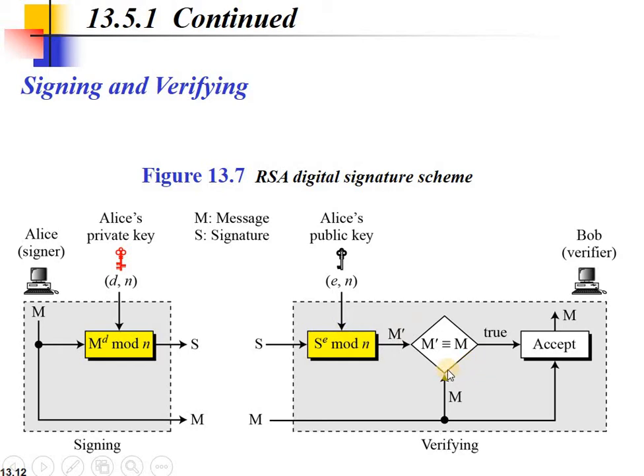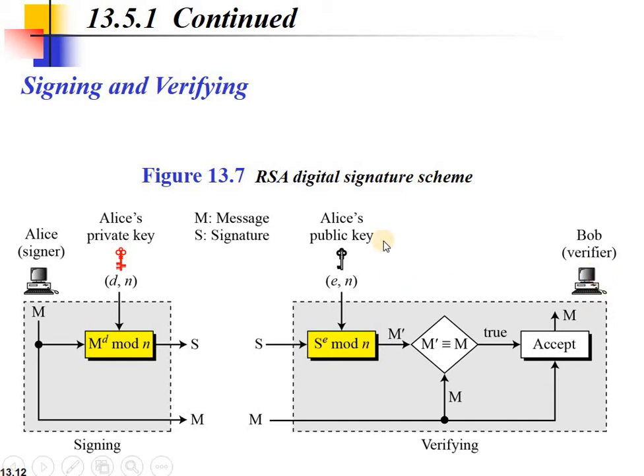If these two messages are equal, then you can see that your message is not modified by any entity in the medium, and that this message is generated from the sender side only. If this condition is true, then your message will get accepted automatically. So this is called the RSA digital signature scheme.